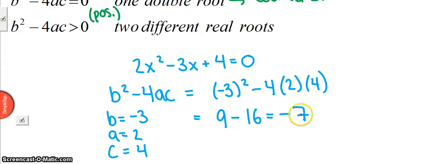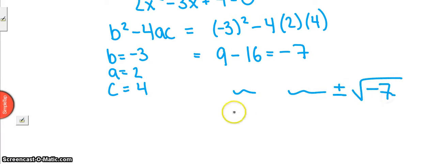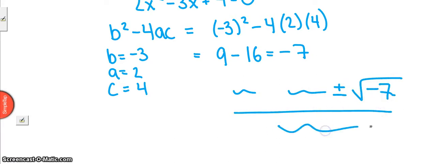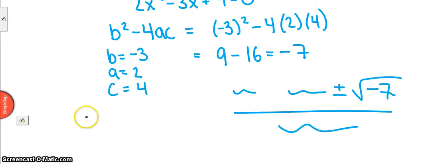So what this value tells me is that when I use the quadratic formula, with all the other stuff in the quadratic formula, I'll be adding or subtracting the square root of a negative number all over yada, yada, yada, right? So if you take the square root of a negative number, you know that these two solutions are going to be imaginary. Or more specifically, they're going to be complex conjugate solutions.